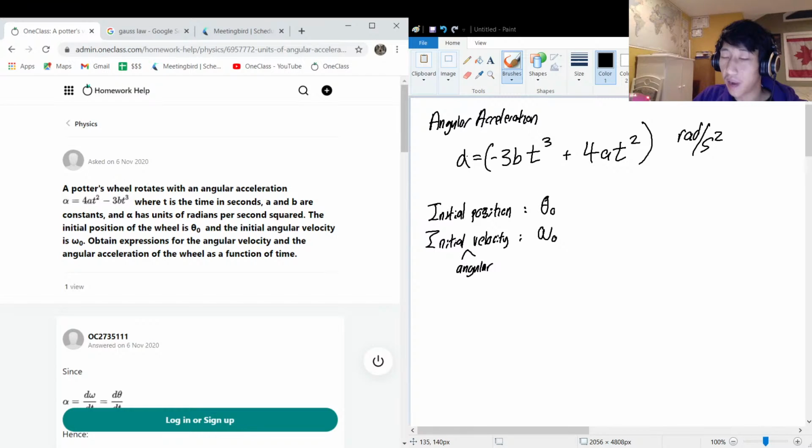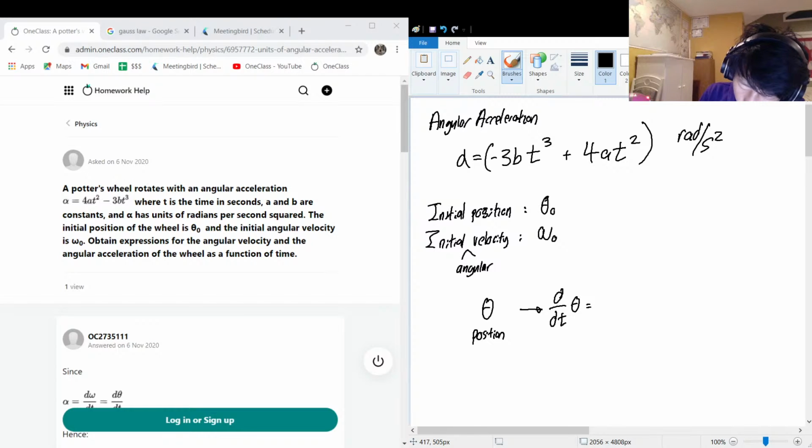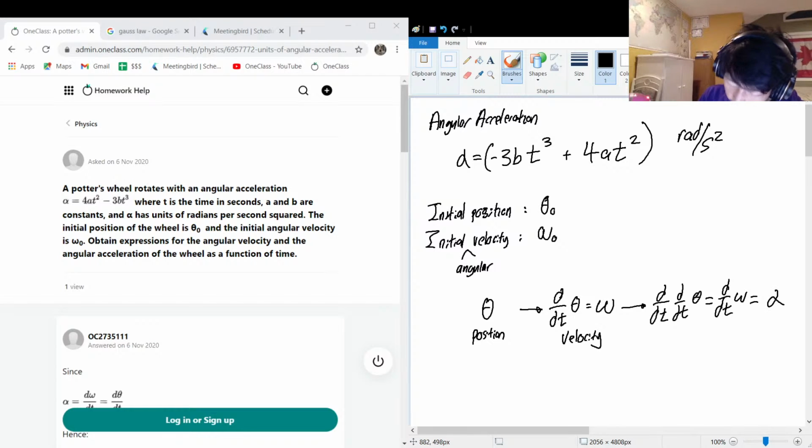Okay, so let's think about how velocity, position, and acceleration are related. We have theta, which is our position. d over dt of theta is equal to our omega, which is our velocity. And then d over dt of d over dt of theta, which is d over dt of omega, is equal to the angular acceleration.